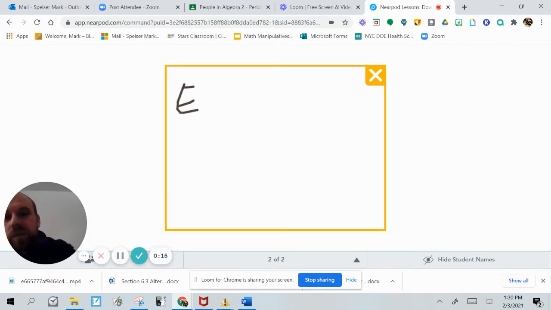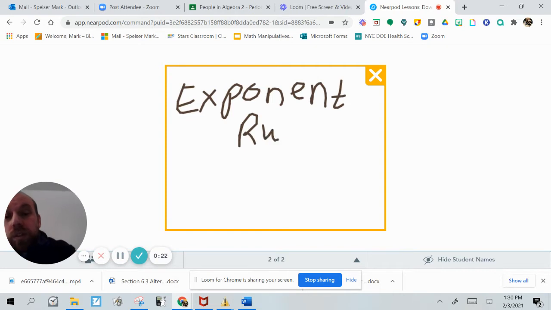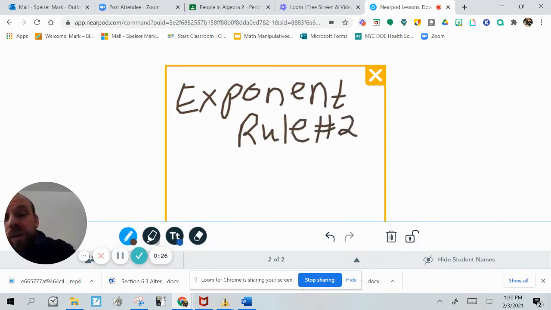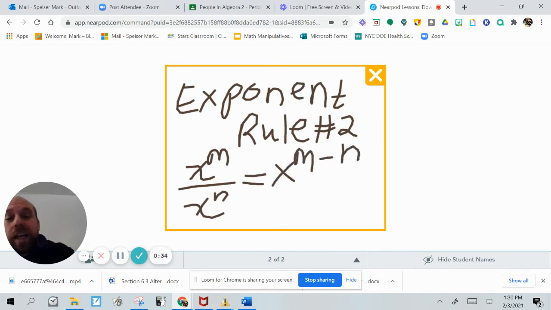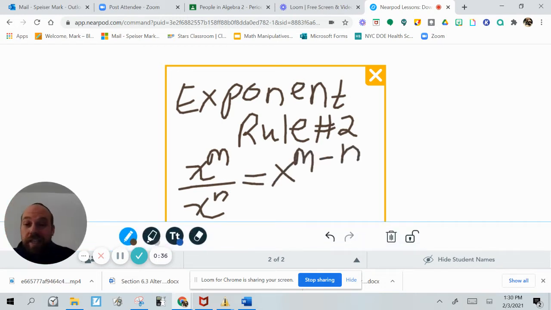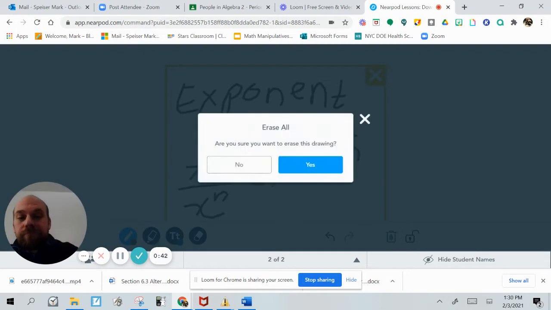This will be exponents. Rule number 2, also known as the quotient rule of exponents. When you divide exponents, you subtract. We'll first go over why you subtract, and then a few examples, and then a few odd things that lead to other videos. So let's begin.